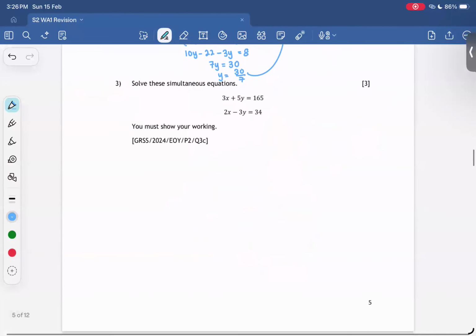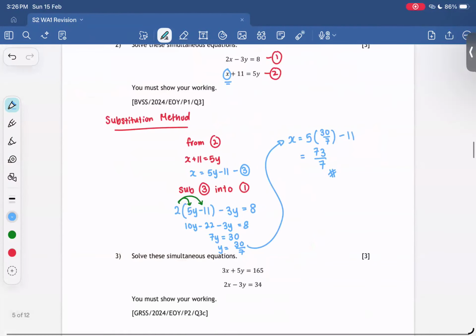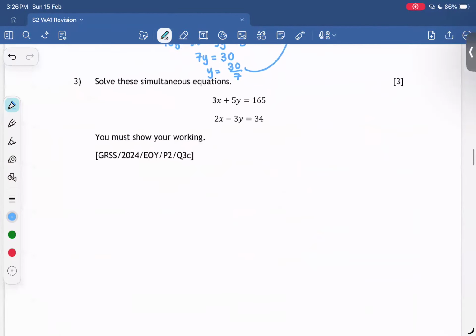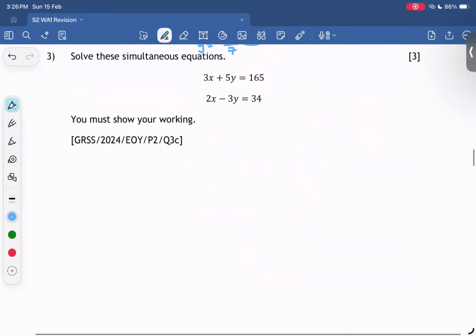Okay, with question number 3. So I assume everyone is done copying. So let's take a look at question 3. This time they asked to solve this simultaneous equation. Over here just now I already did elimination. Then the second one I did substitution. The third one, let me see, the third one I do elimination.